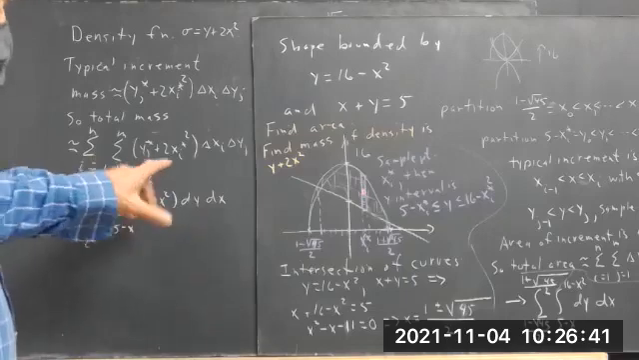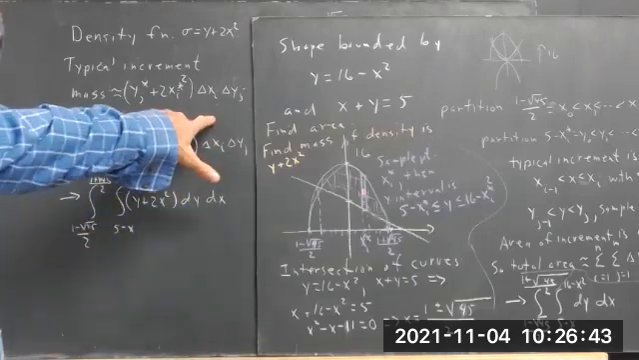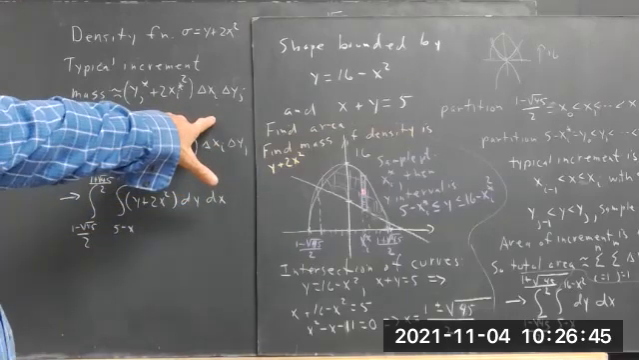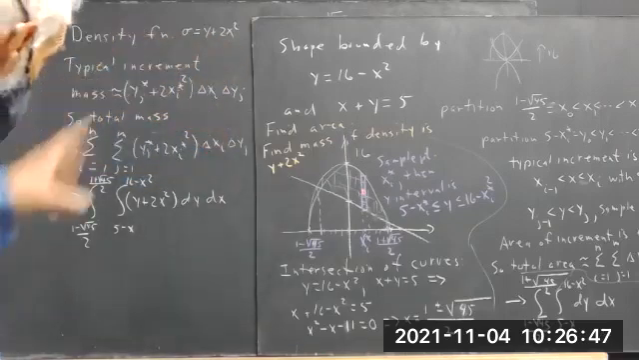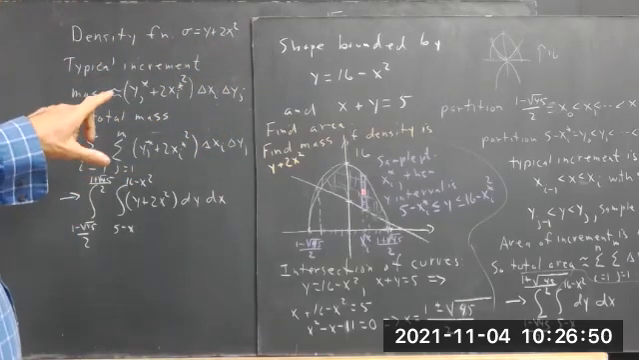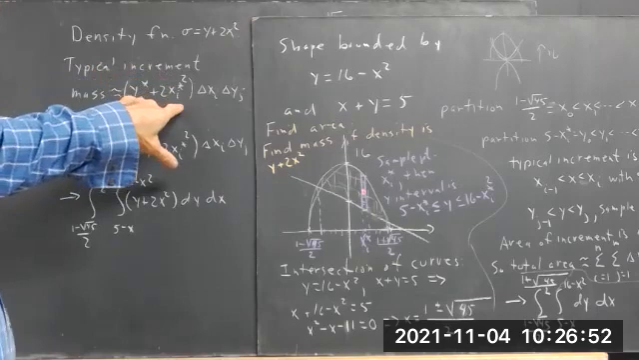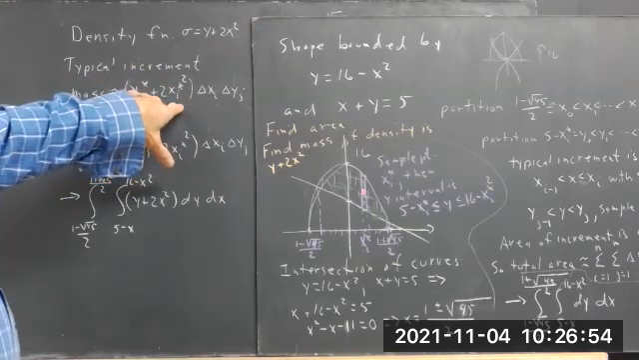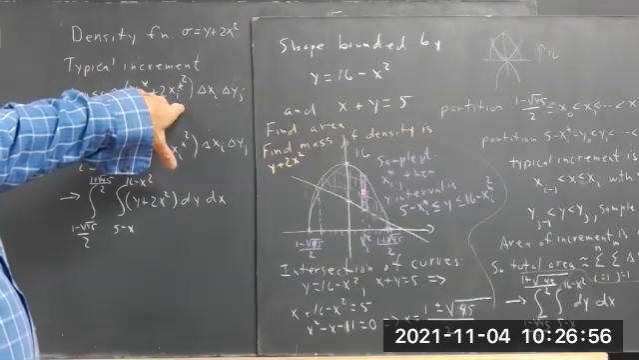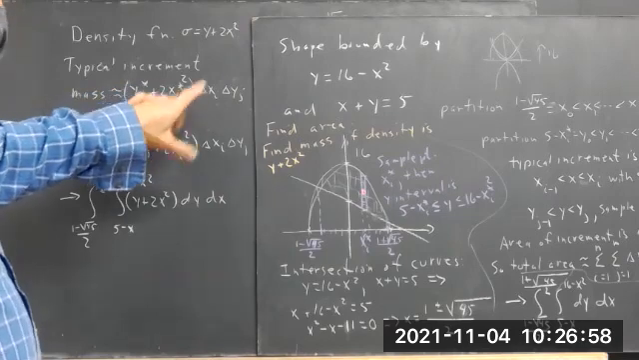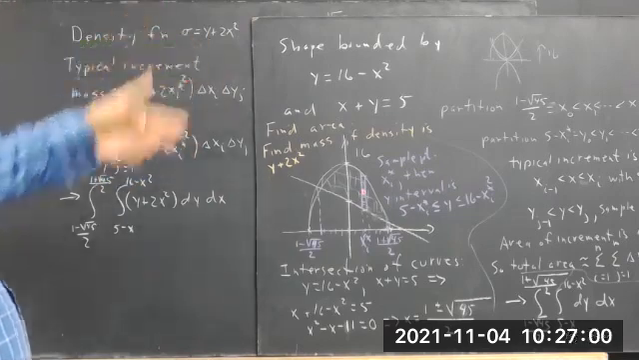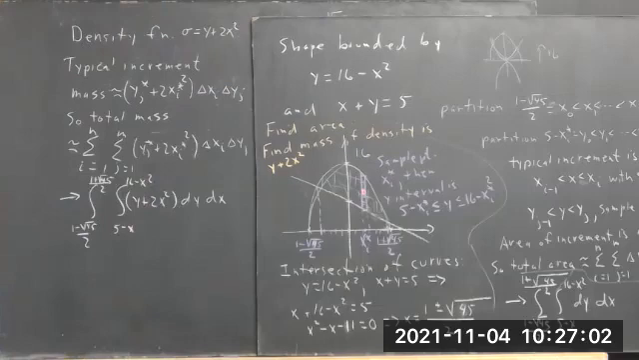So this is obvious. You understand what density means. And the key thing is, you look at the typical increment. Once you know what the quantity you're looking for is on the typical increment, at least how we approximate it on the typical increment before we shrink all the increments down to nothing.